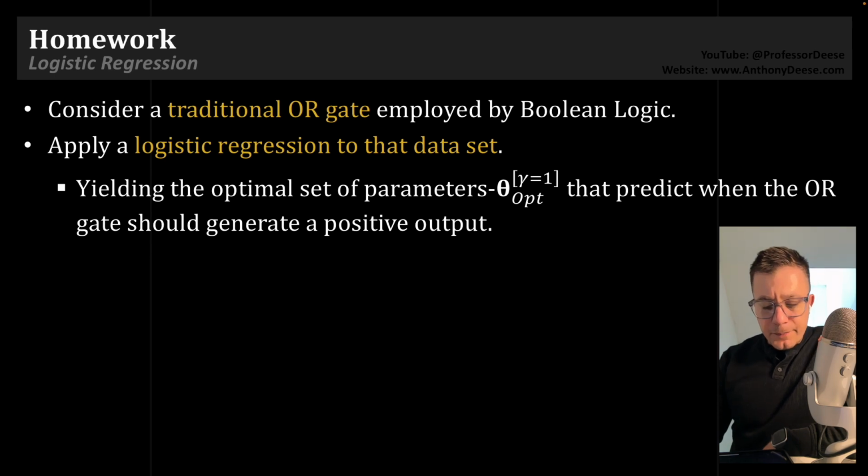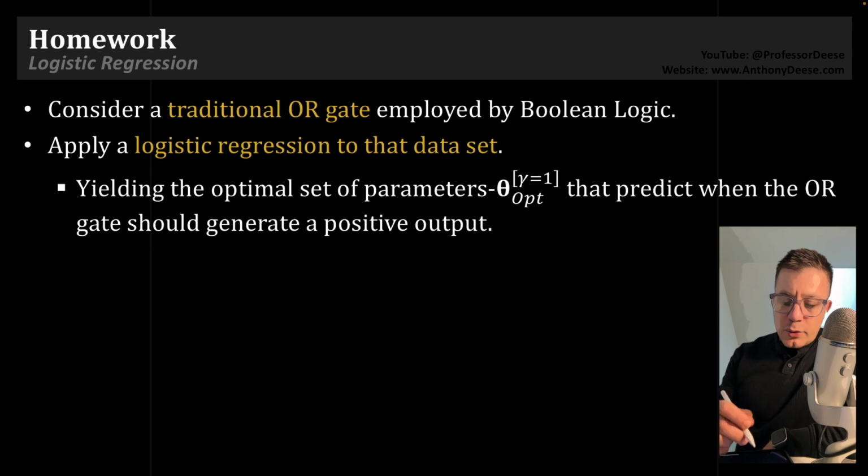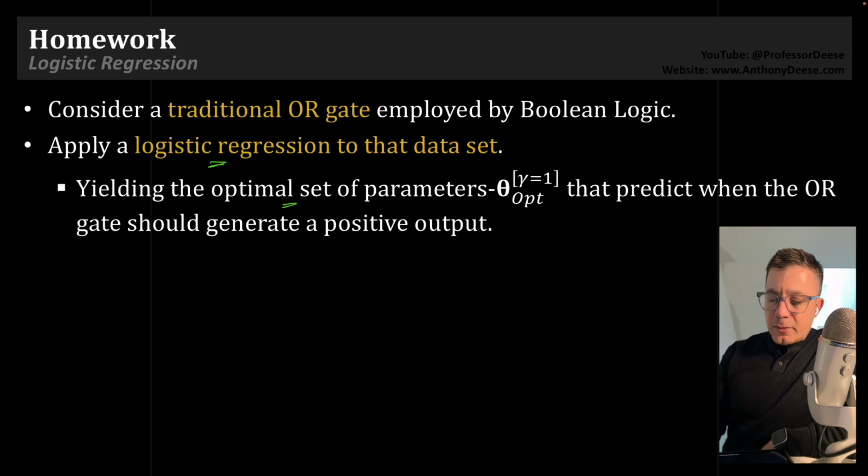So what is this homework problem? I want you to consider a traditional OR gate employed by Boolean logic, and I want you to apply a logistic regression to that data set, essentially the inputs to an OR gate as well as the outputs. And if you want to get fancy, you could try that with an OR gate with more than 2 inputs. Now this should yield, like all of our work here in this module, an optimal set of parameters, theta sub OPT, that predict whether the OR gate should generate a positive output of 1 or a negative output of 0. So this is a little bit simpler than the example that we looked at in this module, but still I think is a really good opportunity for you to adapt our example, our code, and apply it to a different system.